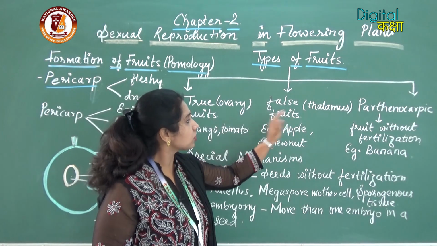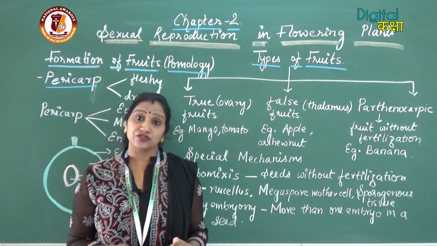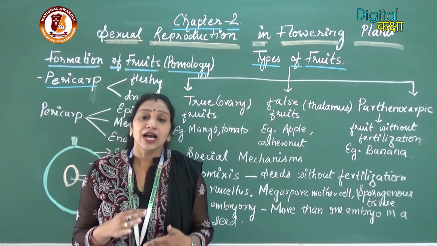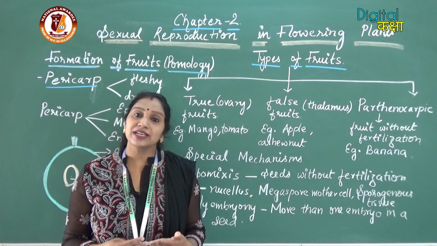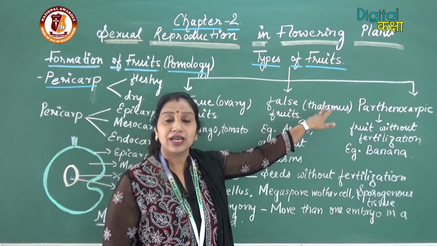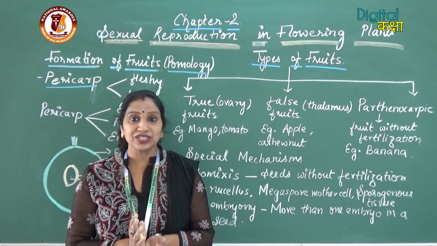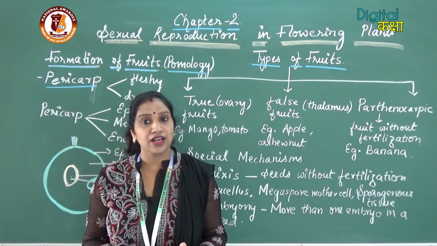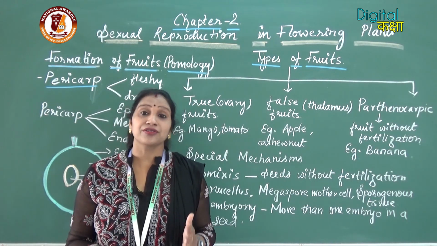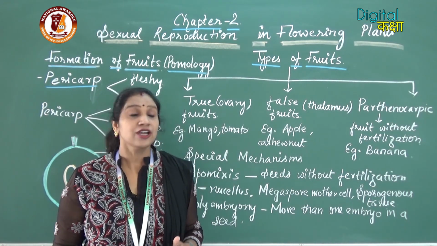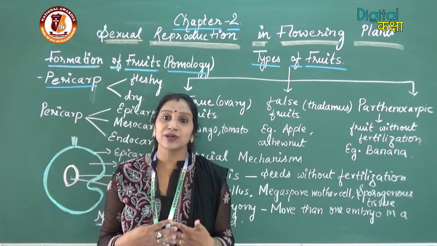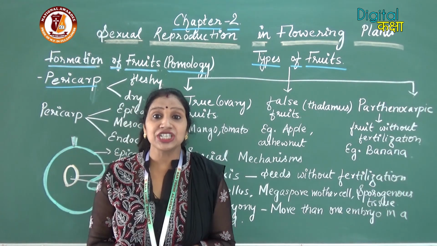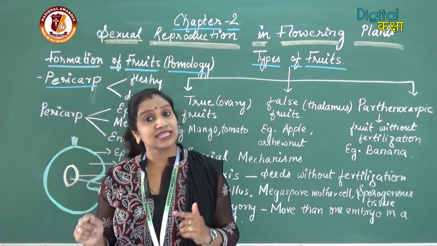Now moving to the false fruits. In case of false fruits, the ovary does not form the fruit, but a part other than the ovary. In most of the cases, the thalamus region, above the pedicel, a swollen region is there, that is called as the thalamus, as we have studied in the structure of flower. That thalamus, it ripens to form the fruit. For example, apple. All of you must have seen the apple, eaten the apple. So, there that fleshy part which we eat, that is the thalamus.